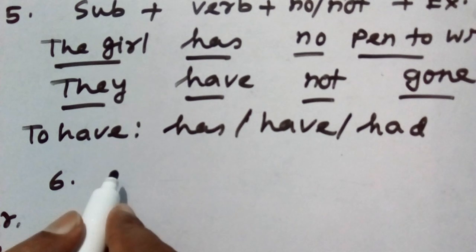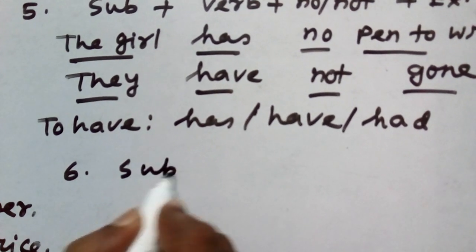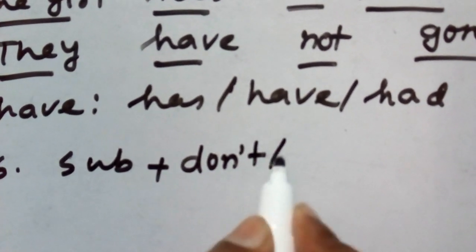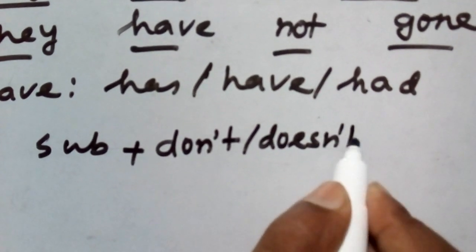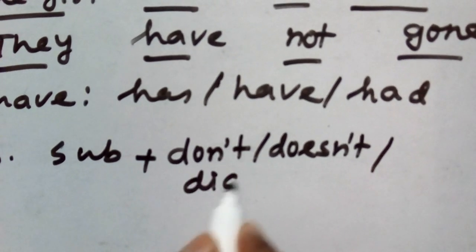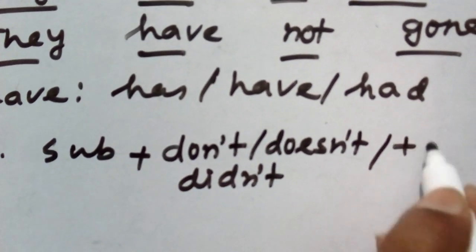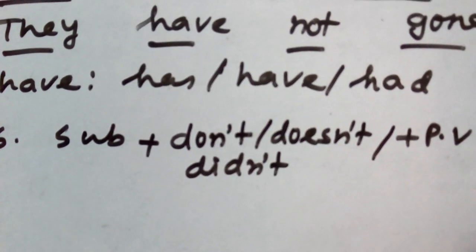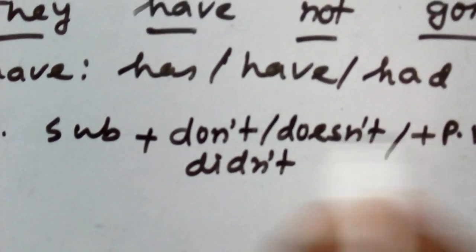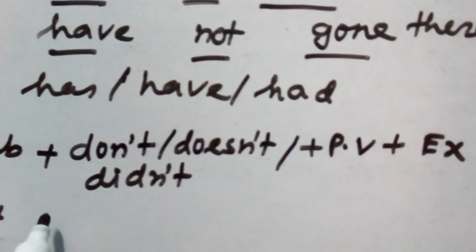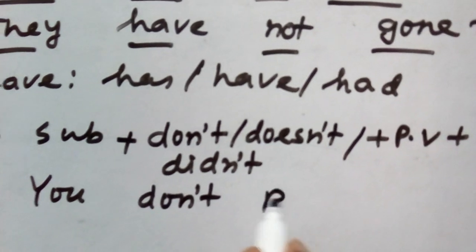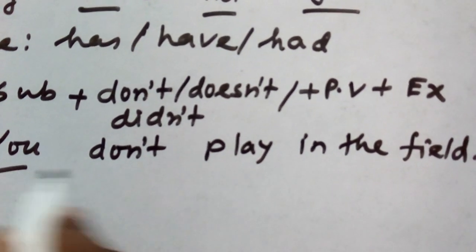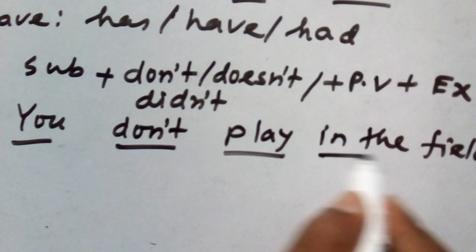And number 6, we can write down that structure: subject plus don't or doesn't or didn't, right? Anyone of don't, doesn't, didn't we can use to follow that structure, plus principal verb plus extension. That structure we can follow here to make that sentence easily. And if we write down here, you don't play in the field. You don't play in the field. If we make that sentence, subject you, don't, and that's the principal verb, in the field is the extension.